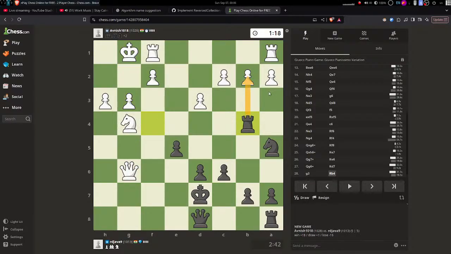Because otherwise... but this passed pawn is just too much. I cannot handle that passed pawn. First of all, I think, oh, then my rook can be a problem. Wow. How many problems does this position have? A lot.